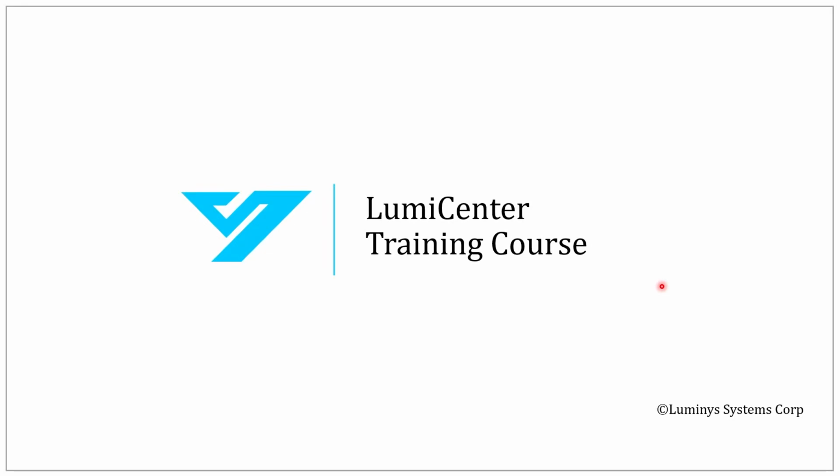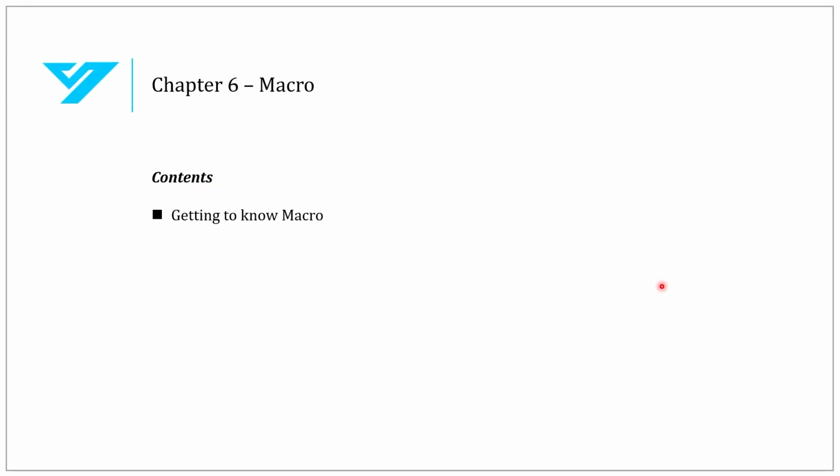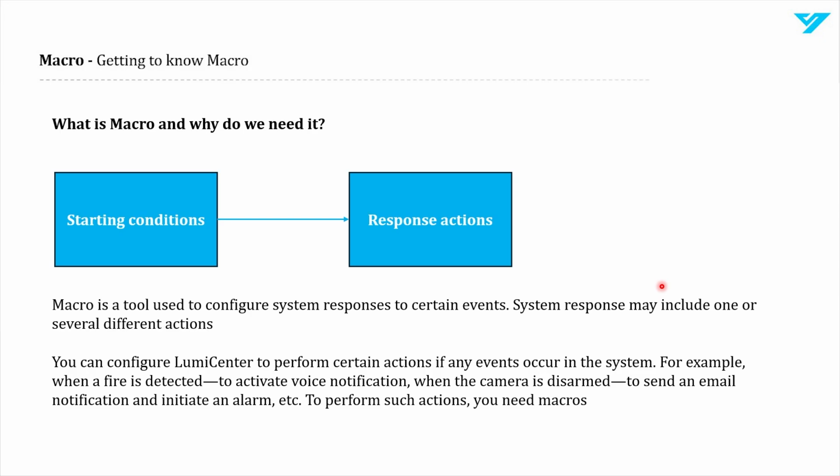My name is Norman. In this chapter, I will walk you through the basics of macro. So the first thing that we need to know is what is macro and why do we need it? So macro is a tool which is used to configure system responses to certain events. System response may include one or several different actions.